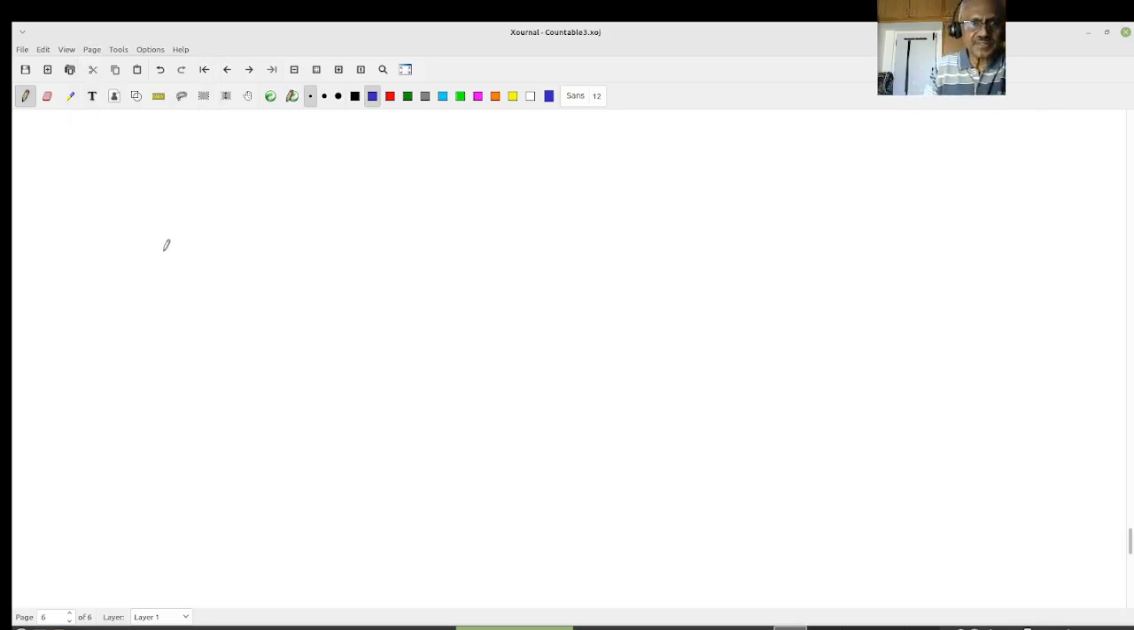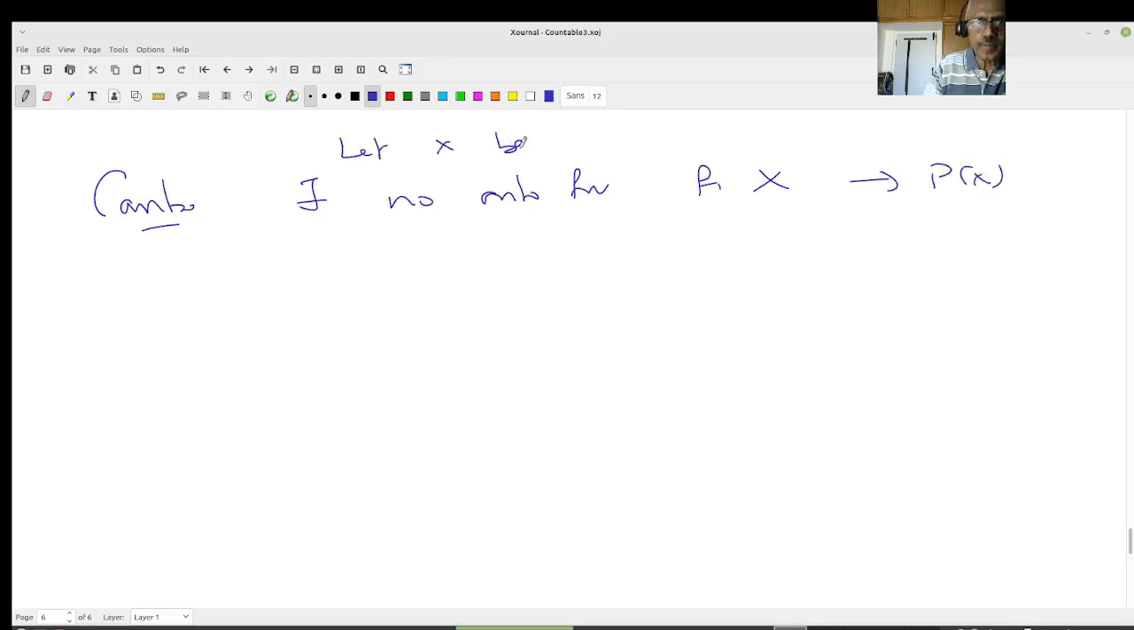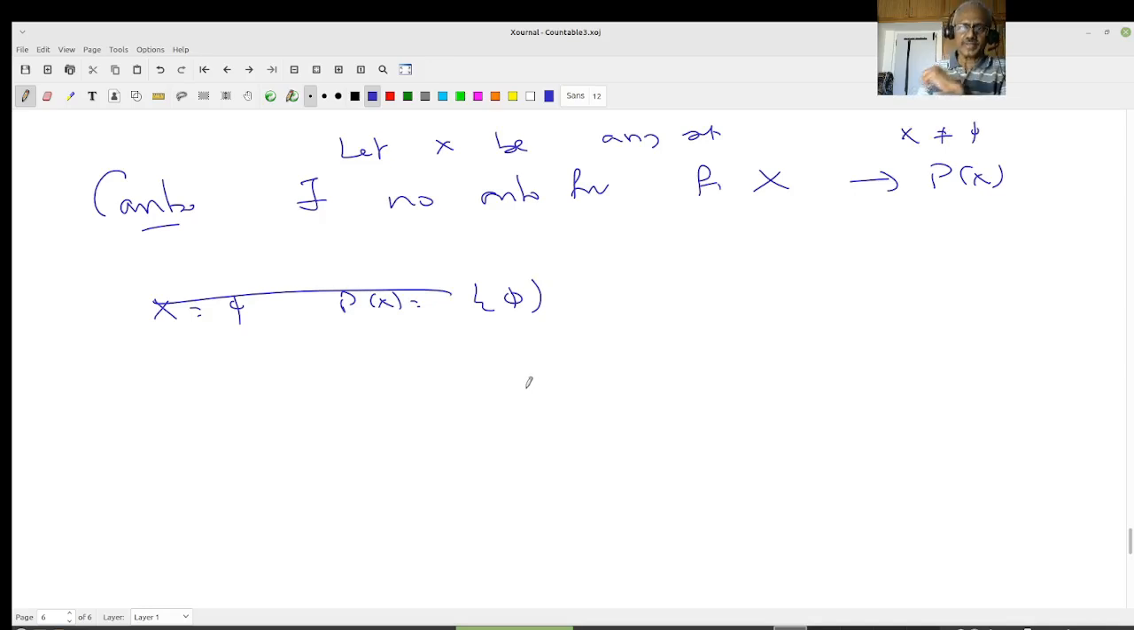So we will prove Cantor's theorem. Suppose X is empty, then the power set of X consists of only a singleton element. Therefore there is no onto map. So let us assume X is non-empty. Suppose false. Again, as usual, proof by contradiction.